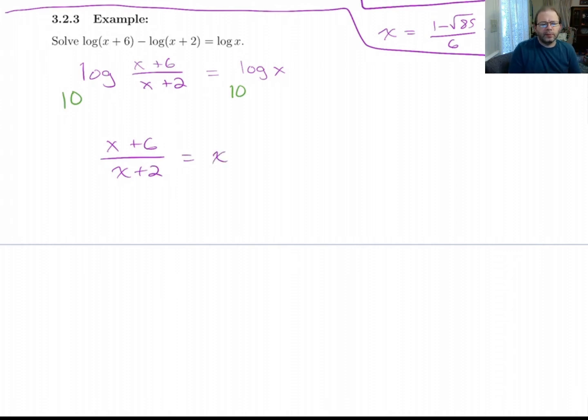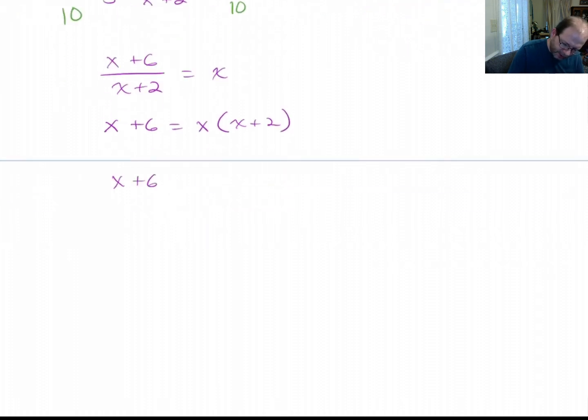All right, so to solve this, first notice negative 2 can't be a solution because negative 2 would make the denominator 0. So let's keep that in mind and let's solve this. I'm going to multiply both sides by the denominator. So I get x plus 6 equals x times x plus 2. So that gives me x plus 6 equals x squared plus 2x. And if I move everything to one side, I get x squared plus x minus 6 equals 0.